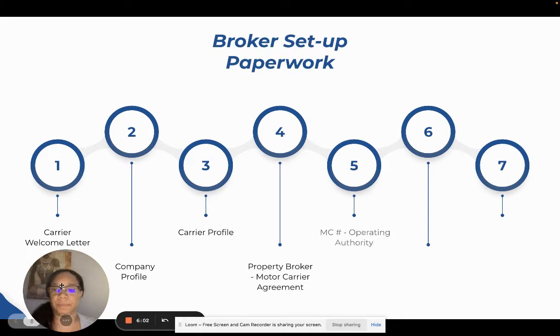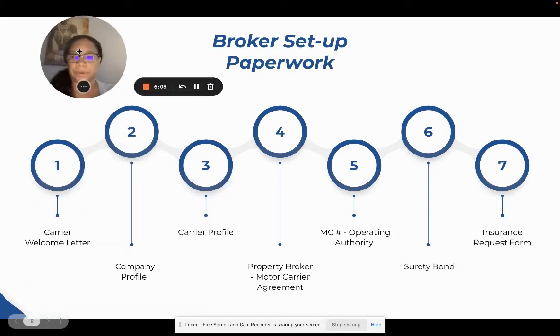Okay, so now we have the process, the broker setup paperwork. So he's going to ask your carrier, he's going to give a welcome letter. He wants your truck driver's profile of his company, his profile, like his personal information, property, and then his motor carrier agreement with all his insurance, all that stuff. I mean, the agreement that he agrees to the terms that the broker is offering. And then his operating authority, his surety bond, and insurance request form. Okay, because they have insurance. Everybody. It's just like paperwork.